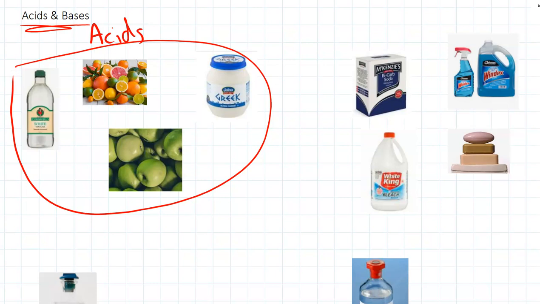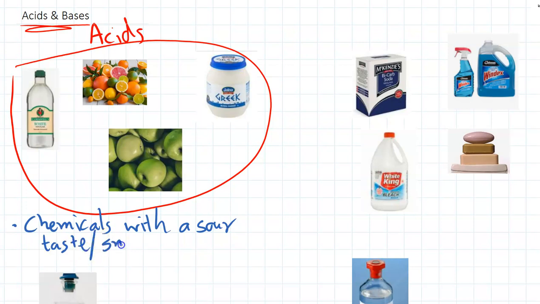Acids are chemicals that have a sour taste and smell. So you can see here, a lot of acids are actually found in foods. So vinegar is an acid. All citrus fruits, they have an acid in that's called citric acid. So that's why citrus fruits taste really sour.